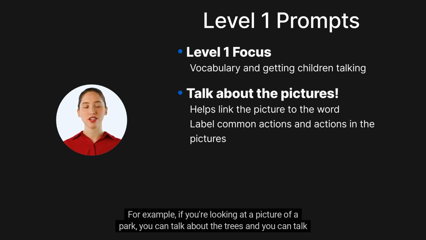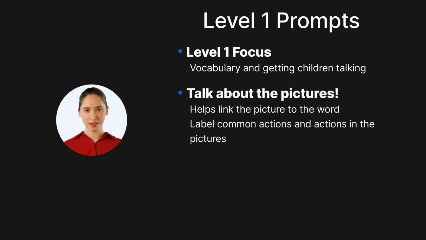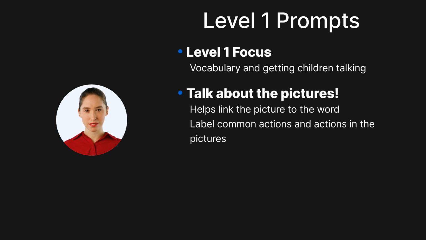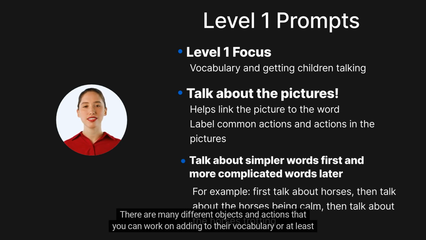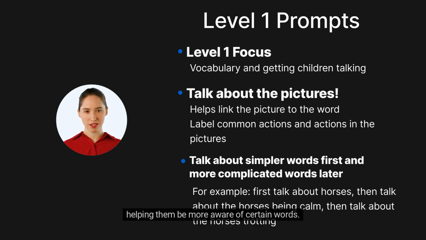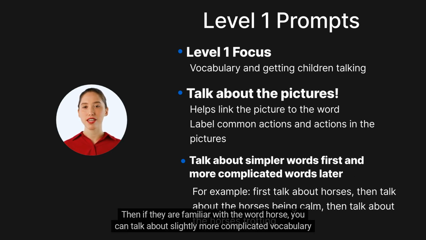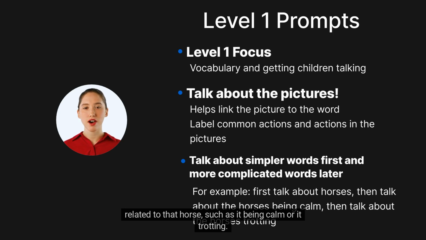For example, if you're looking at a picture of a park, you can talk about the trees and you can talk about the playground. You might also talk about how a child is climbing on the playground. There are many different objects and actions that you can work on adding to their vocabulary, or at least helping them be more aware of certain words. For example, if they are unfamiliar with the word horse, you can target the word horse. Then, if they are familiar with the word horse, you can talk about slightly more complicated vocabulary related to that horse, such as it being calm or it trotting. The possibilities are endless.